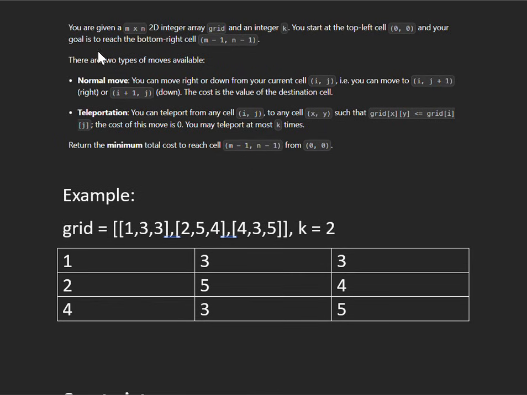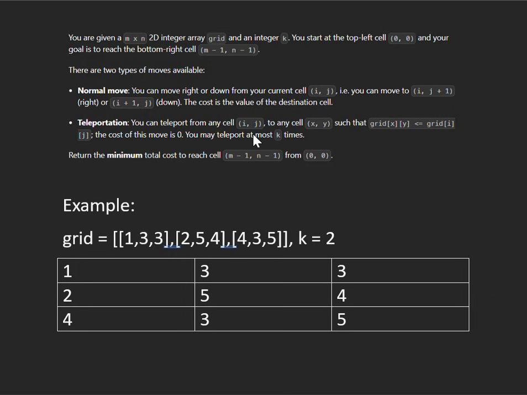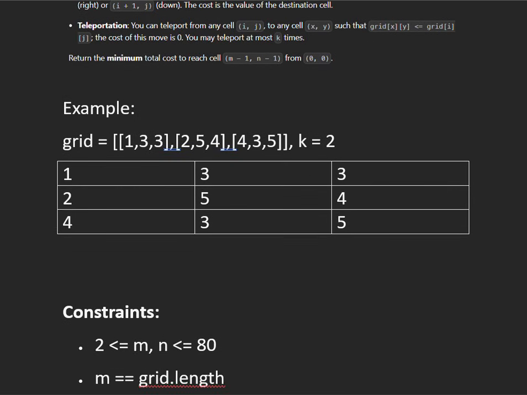And the other movement that we are allowed is teleportation. From any cell i comma j we can move to any other cell x comma y such that the value at the destination cell, that is x comma y, is less than or equal to the value of the source cell, and the cost of this move is 0. And we are given an integer k which denotes the maximum number of teleportations that we can do. So let's see this example.